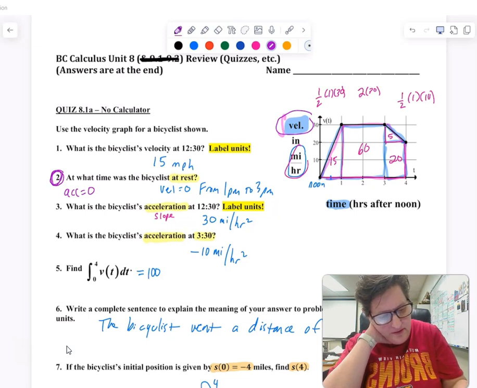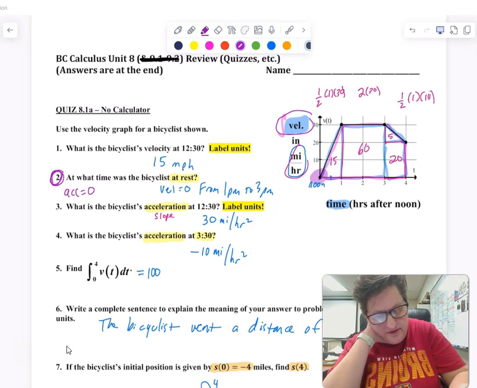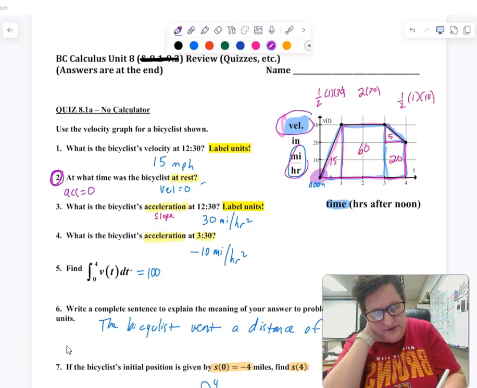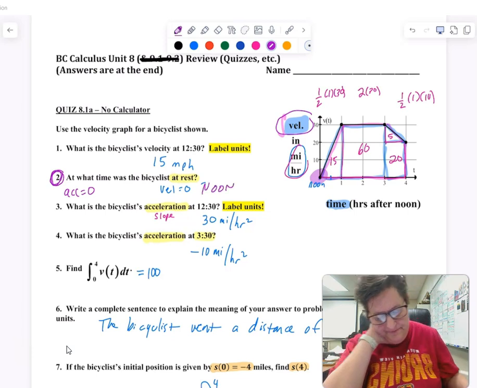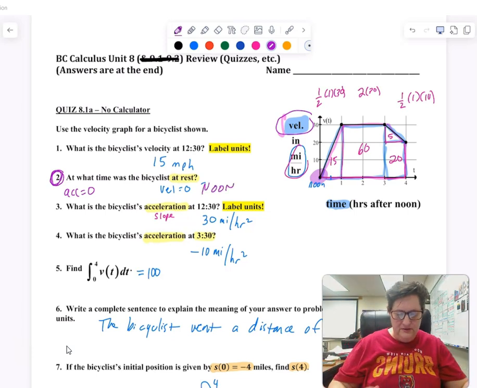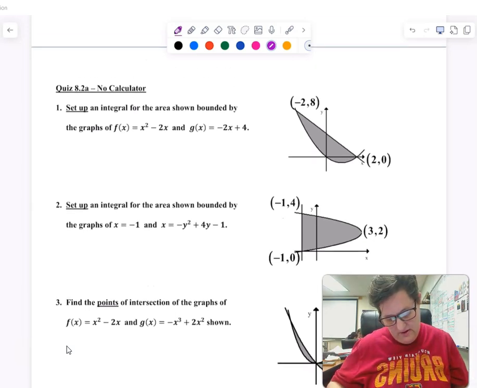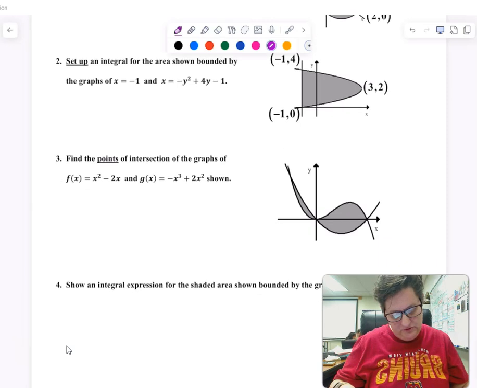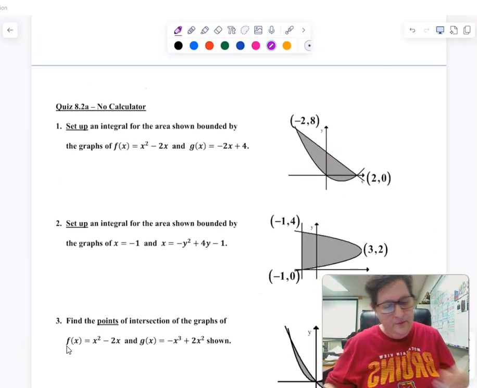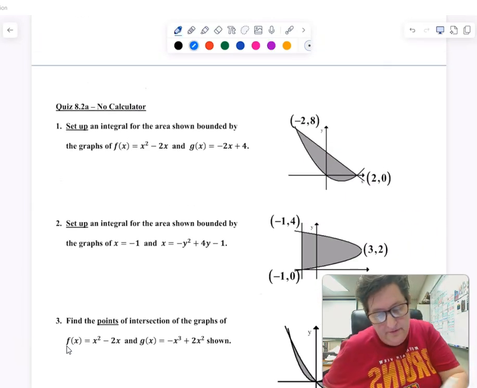Okay. The only time that the velocity is 0 is actually right there. So I need to change that. The only time the velocity is 0 is at noon. Okay. All right. Let's see if we can go through this next one with no mistakes. Okay. All right. This is mostly area stuff. Remember that area, you do it one of 2 ways.